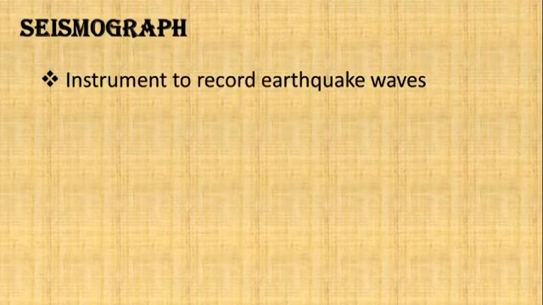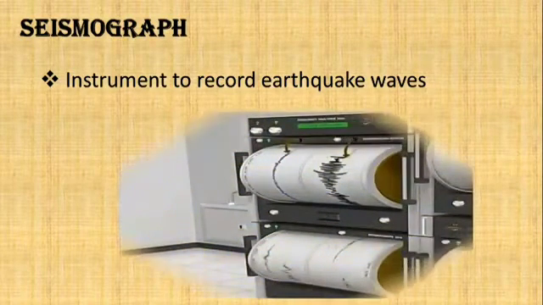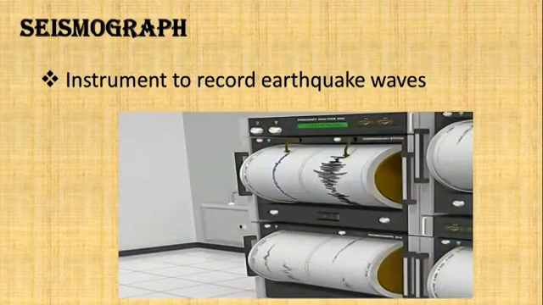Seismograph. The seismograph is an instrument used to record earthquake waves, and this is what a seismograph looks like. The magnitude, that is, the strength of an earthquake, is measured by the Richter scale. I hope you have all heard this word in the news. An earthquake of magnitude over 5 on the Richter scale or higher is considered very strong, whereas 7 on the Richter scale is a major earthquake.